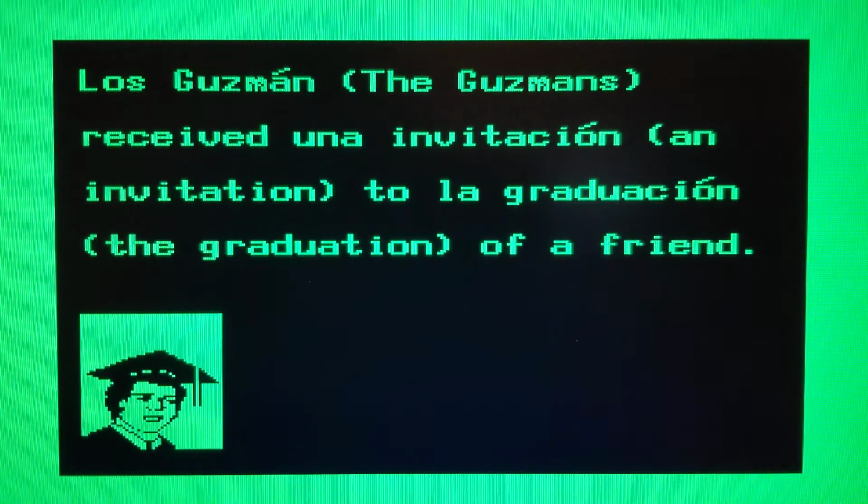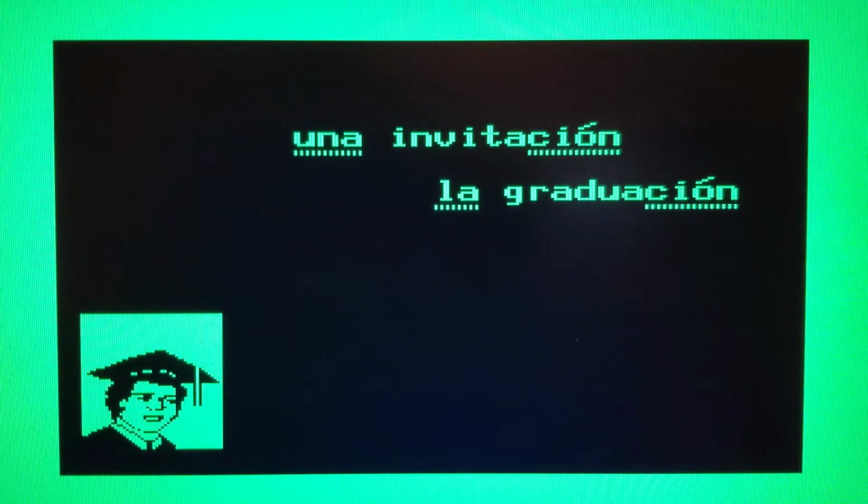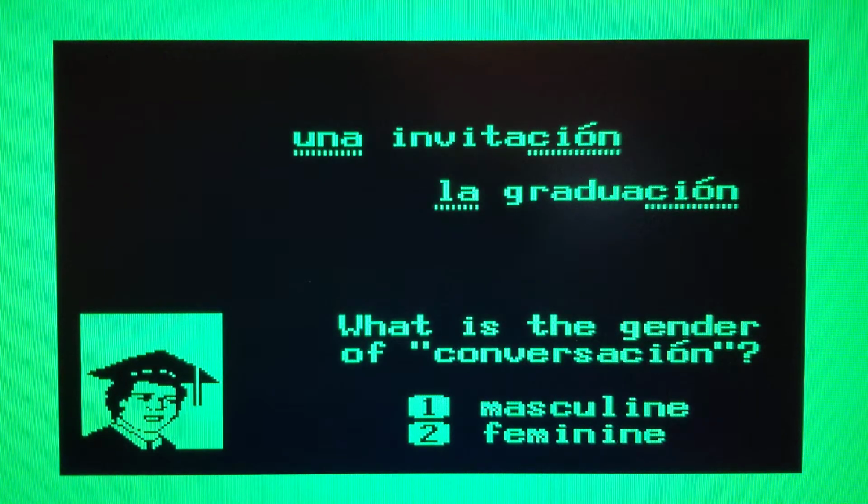Los Guzmán, the Guzmans, received una invitación, an invitation to la graduación, the graduation of a friend, Martín. As you may have guessed, nouns ending in ción are feminine. Most of them have English cognates ending in tion. What is the gender of conversación, conversation? Correcto.